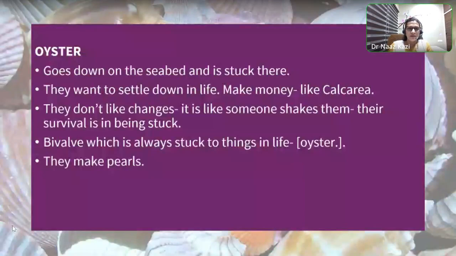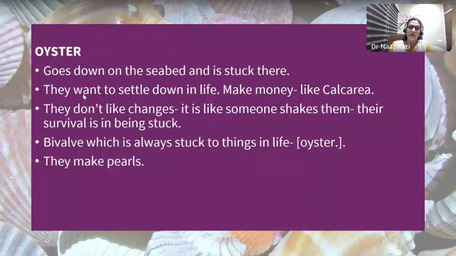So I will just speak about the way he has taught us. I will not go into much detail. So this becomes a little practical for us to see in the clinic. He says the oyster mostly goes down on the seabed, and that is the way it naturally is, and it is stuck there. So how it represents in our patient: they mostly want to settle down in life.